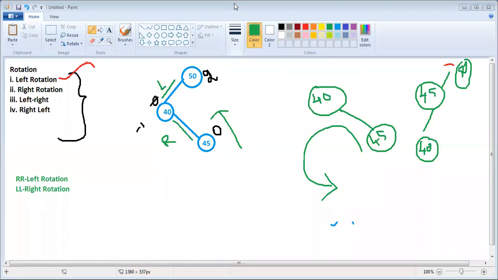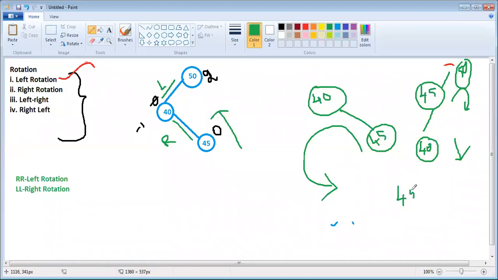Okay, fine. So what I have to do now is the right rotation, correct? Now I want to do right rotation. If I do right rotation, what will happen? From this, 45 will become the root node, 40 will come here on the left, and since I'm doing right rotation, 50 will come here on the right.